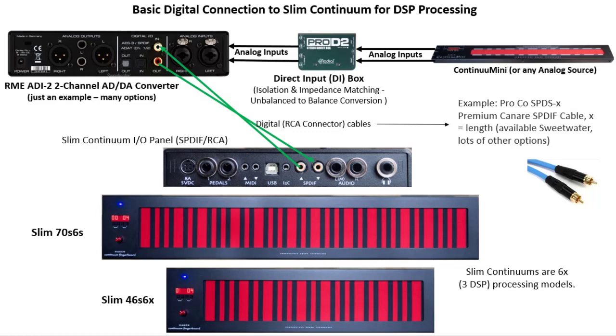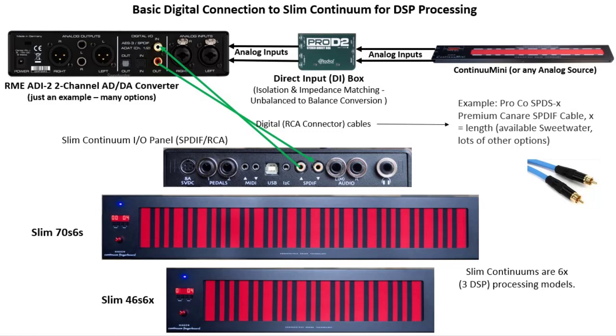Now this can perform some noise isolation, that's important. It also does impedance matching and can convert unbalanced to balanced signals. Normally you want to convert to balanced if your device does not directly put them out, because most of these D to A converters require a balanced input.